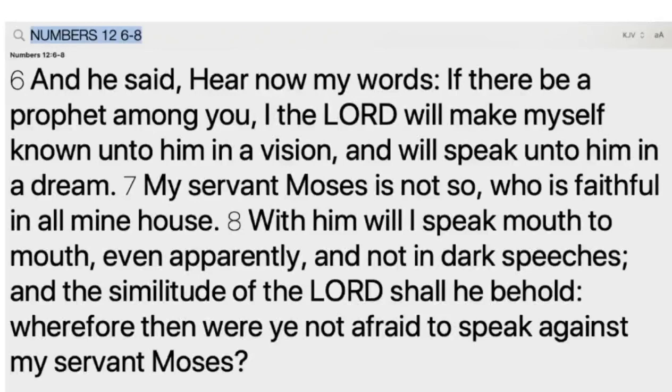Numbers chapter 12, verses 6 through 8: "And he said, hear now my words. If there be a prophet among you, I, the Lord, will make myself known unto him in a vision, and will speak unto him in a dream. My servant Moses is not so, who is faithful in all mine house. With him will I speak mouth to mouth, even apparently, and not in dark speeches. And the similitude of the Lord shall he behold."